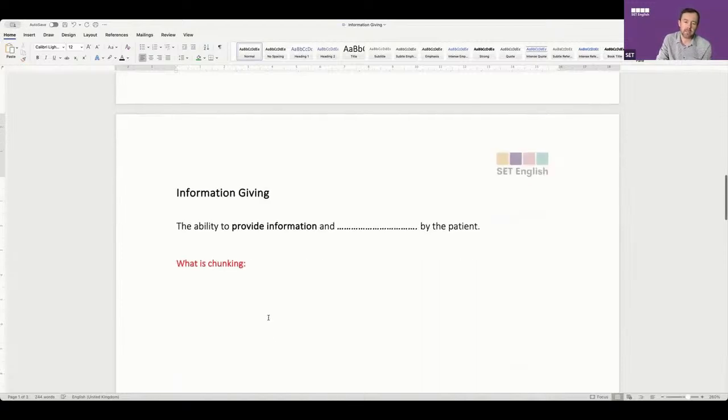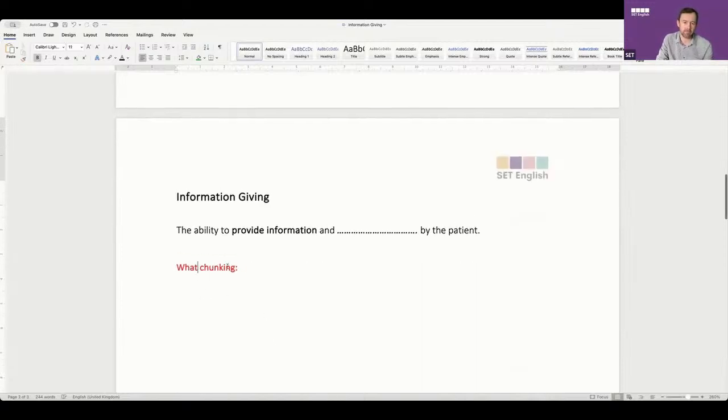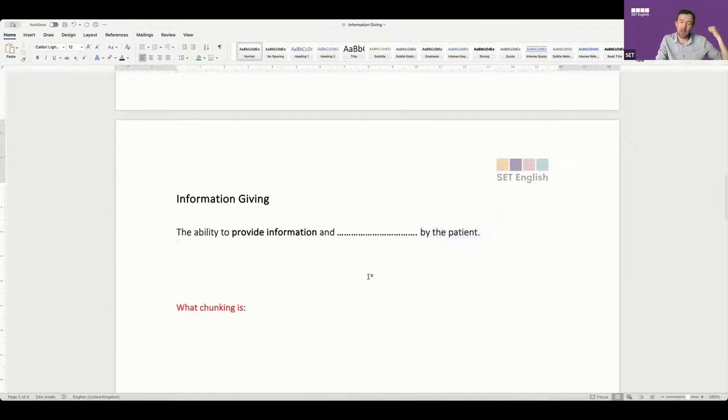and what chunking is. Okay. Put that there. Okay, so information giving, the ability to provide information and something by the patient. Put your hand up if you were here on Monday last week, you've probably got a good idea for this. If you weren't, maybe it might be a bit tricky.